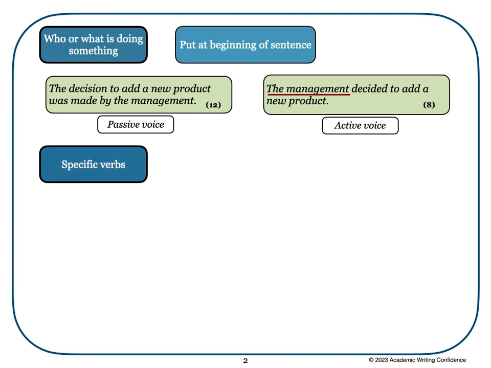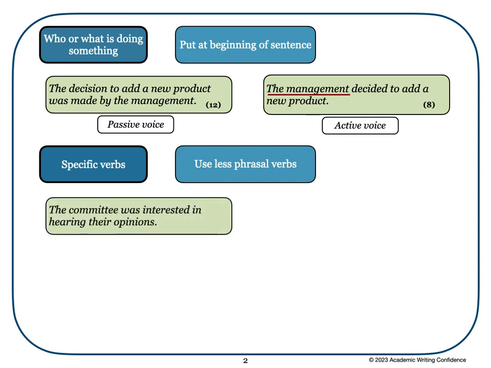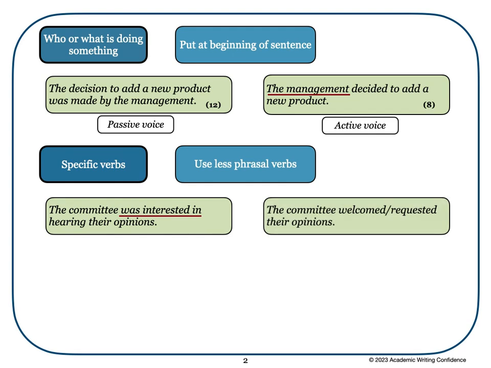Another way is to use specific verbs. This means you will use less phrasal verbs. Here's an example. The committee was interested in hearing their opinions. Here we have a phrasal verb, was interested in. We can write this more concisely by changing the phrasal verb to a single word verb, like this. The committee welcomed, or requested, their opinions. The first sentence has 8 words. The second has 5 words.